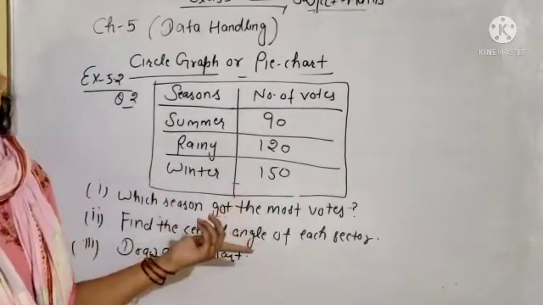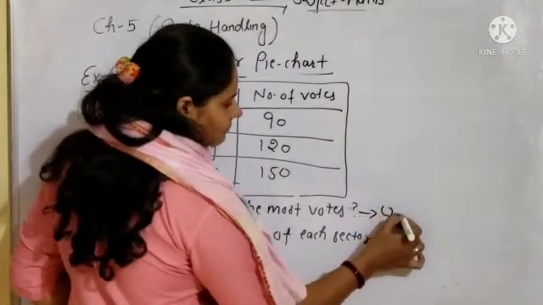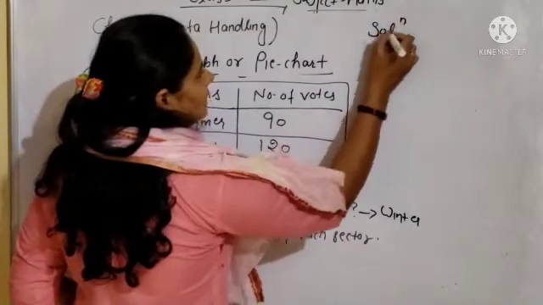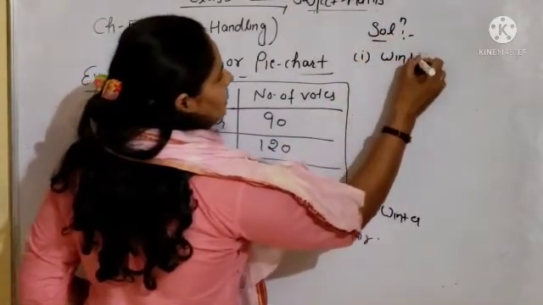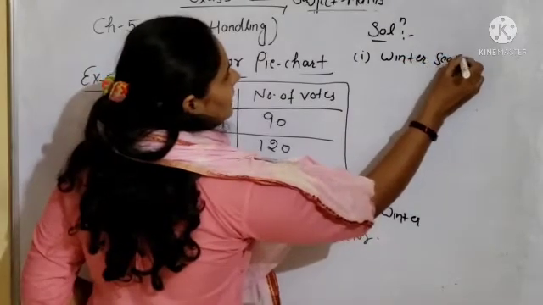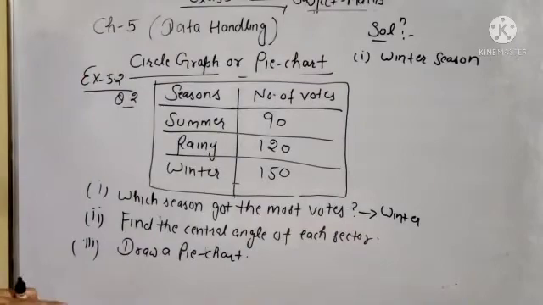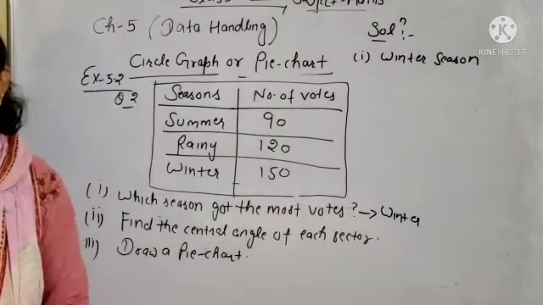तो सबसे ज़्यादा कौन से सीजन को मिले हैं बेटा? विंटर सीजन को. So आंसर क्या होगा इसका? विंटर. फर्स्ट सॉल्यूशन क्या है? फर्स्ट क्वेश्चन का आंसर है विंटर सीजन. कौन से सीजन को सबसे ज्यादा वोट मिले हैं? विंटर सीजन को. क्लियर? नेक्स्ट क्वेश्चन, फाइंड द सेंट्रल एंगल ऑफ ईच सेक्टर.